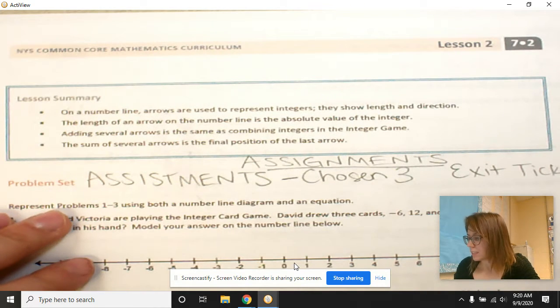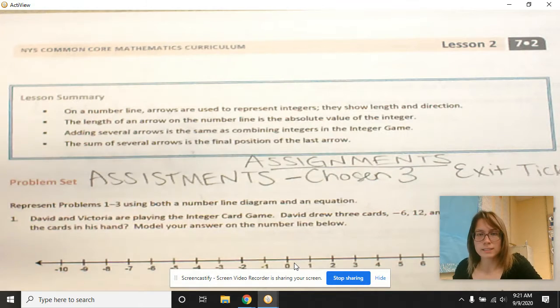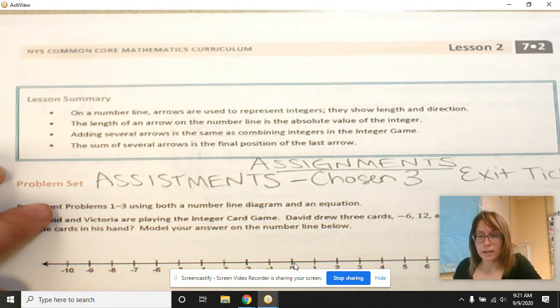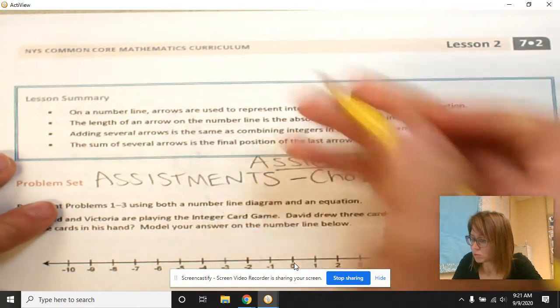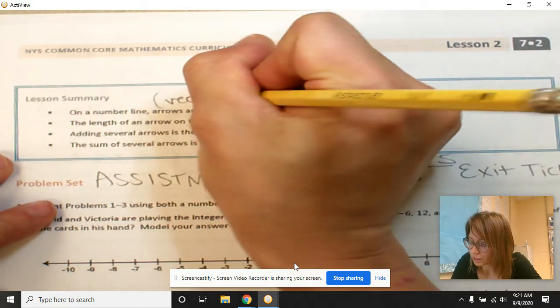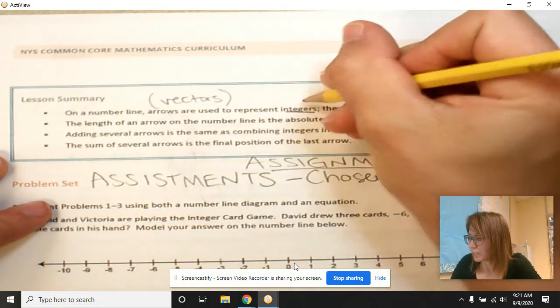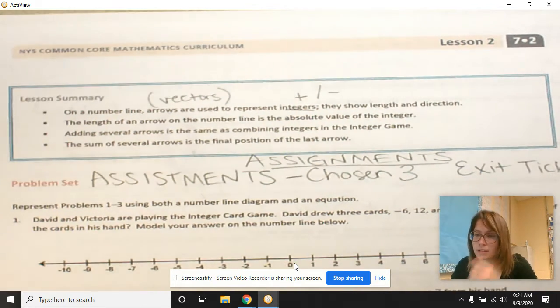So this is the lesson 2 summary, just in case there were some loose ends that you needed to wrap up. And this is what you should have learned as a result of lesson 2. So on a number line, arrows or vectors can be used to represent integers, which we now know to be positive and negative numbers. They show length and direction.